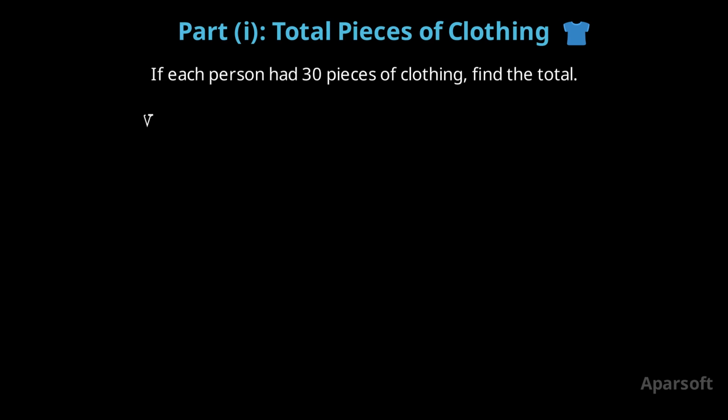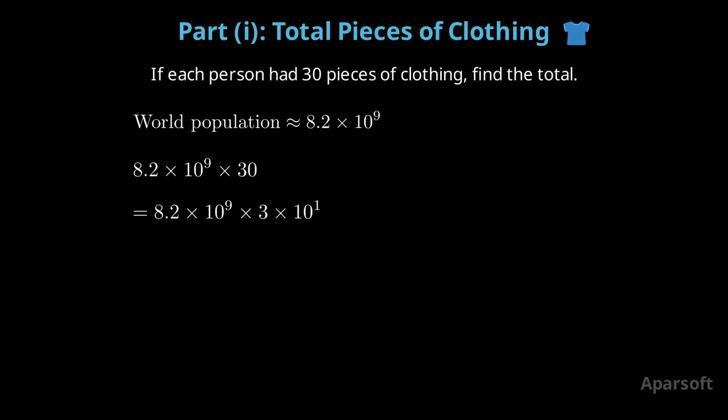Part 1. Each person has 30 pieces of clothing. But how many people are in the world? From our textbook, the world population is about 8.2 billion. That is 8.2 times 10 to the 9. So we multiply 8.2 times 10 to the 9 times 30. Let us break 30 into scientific notation too. 30 is 3 times 10 to the 1. Now rearrange: 8.2 times 3 times 10 to the 9 plus 1.